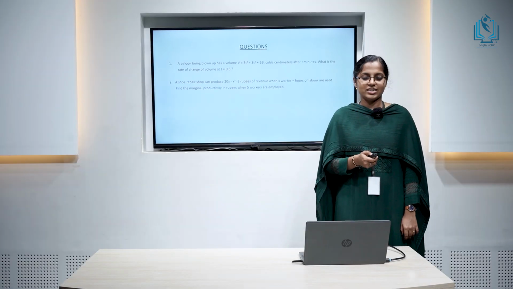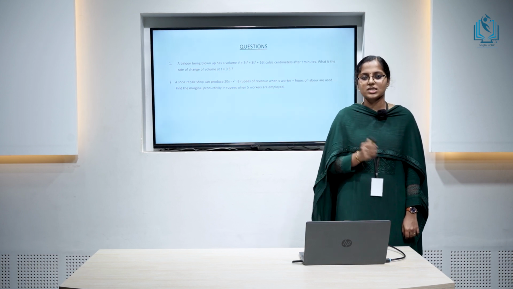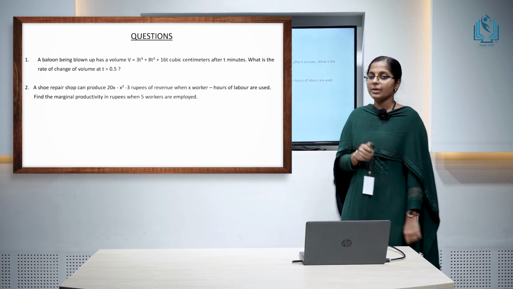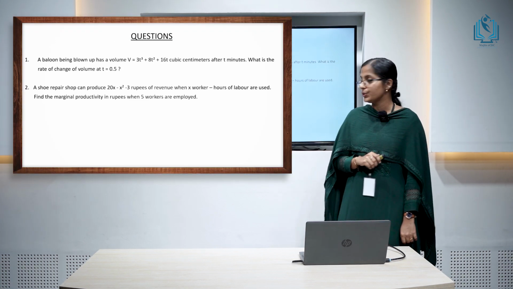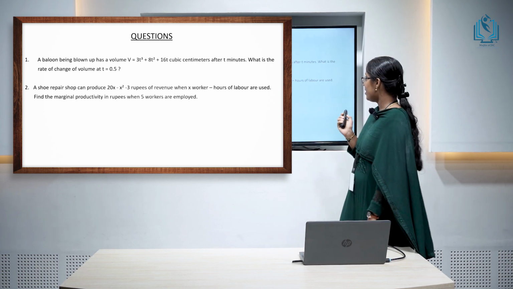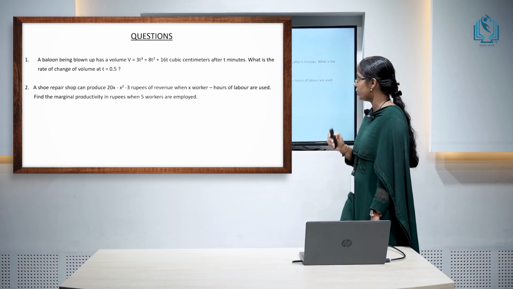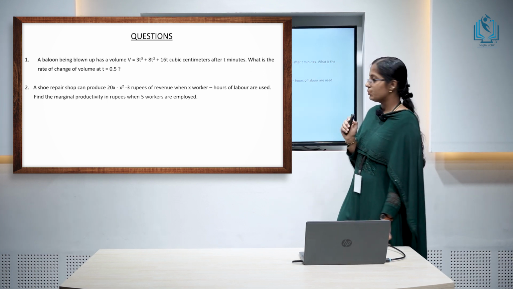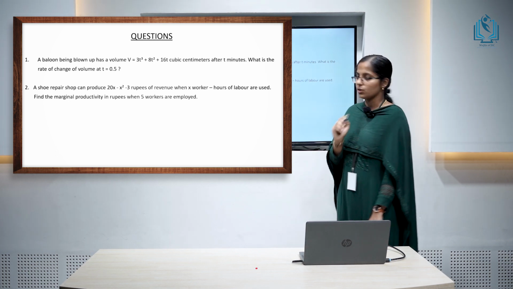The last section is here. You have to solve 2 problems about rate of change, and one problem is, a balloon being blown up has a volume V equal to 3t cube plus 8t square plus 16t cubic centimeters after t minutes. What is the rate of change of volume at t equal to 0.5? So you must use the equation of volume and find the rate of change of volume.